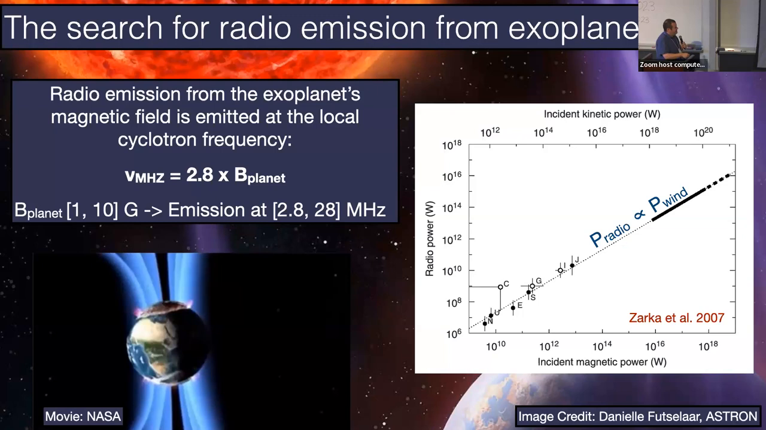And what you can see is that the radio emission is directly tied to the incident power of the stellar wind. And so in theory, for exoplanets that are close in, embedded in this much denser stellar wind, we could get very high radio emission from these planets that could be detected from the ground.